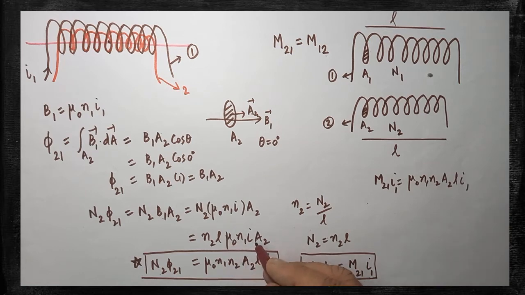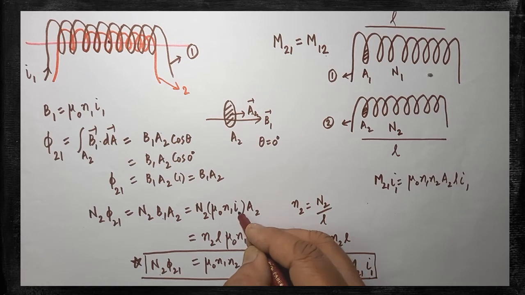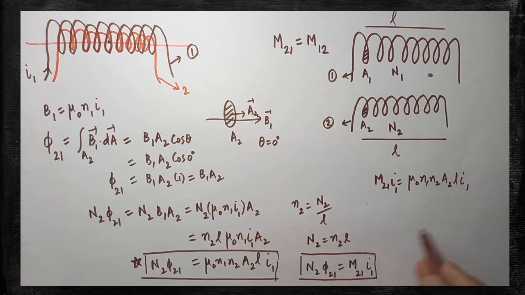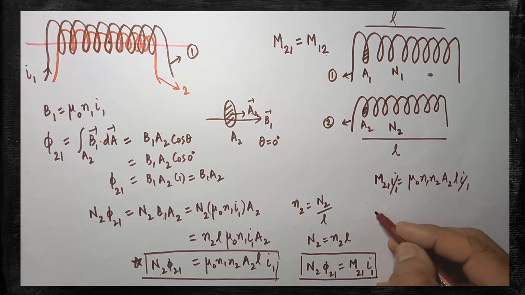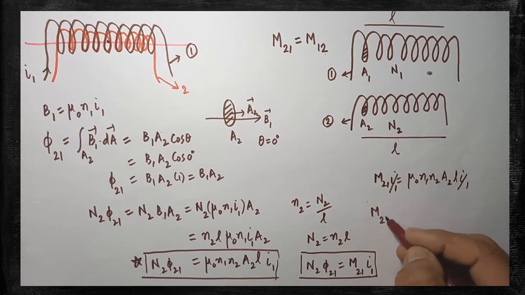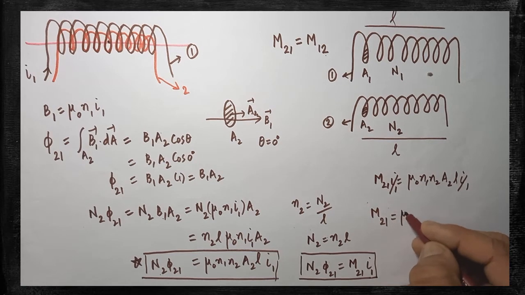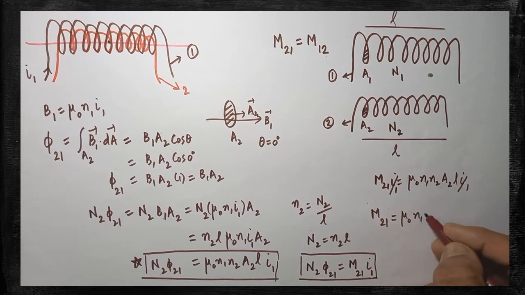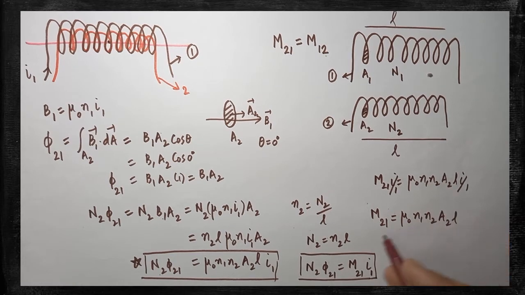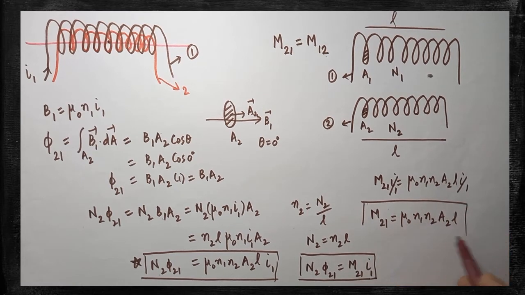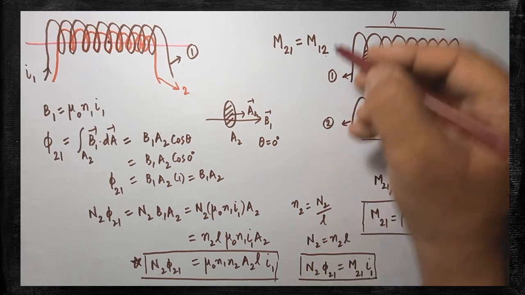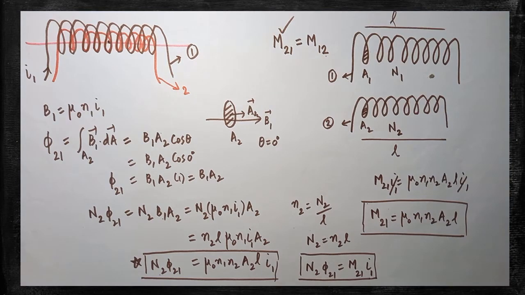I1 is the current which is flowing through the first coil. So that must be written in proper form. Therefore I1 can be cancelled. So now you are able to get the expression for M21. M21 is equal to mu naught N1 N2 A2 L. So this is the final expression for M21.